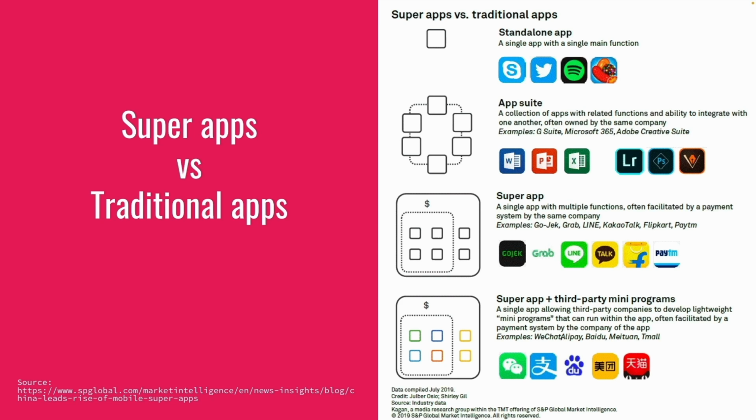Mini apps in this case are primarily developed by the same organization that owns the super app. The fourth category of mobile apps are called super apps plus mini programs. It's a single native app allowing third-party developers to develop programs that run within the app. Examples: WeChat, Alipay, and Baidu.